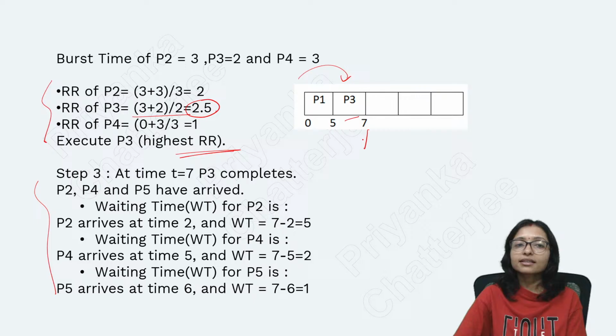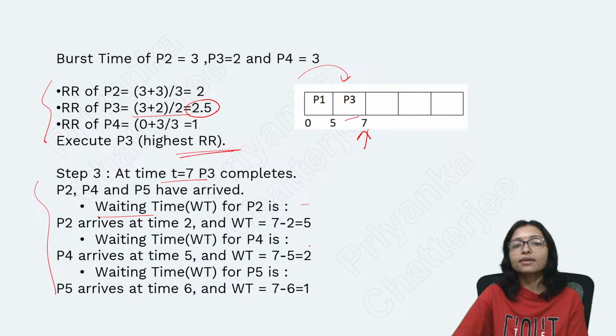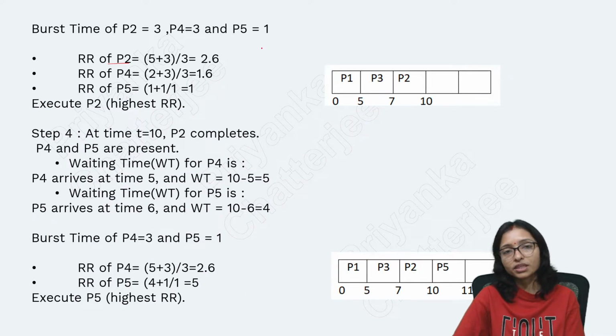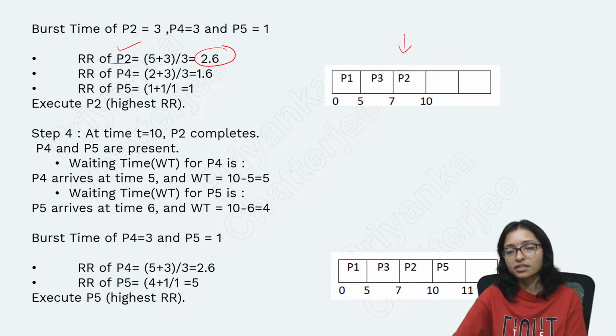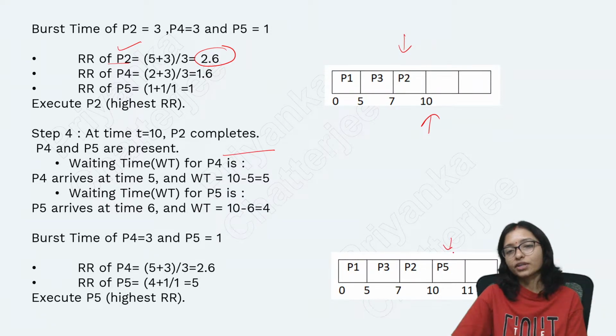Same way at the time of 7, when the time is 7, then again you have to check the waiting time for everyone. Then you need to calculate the response ratio with the formula. Then you will see that this is the highest response ratio, P2. So P2 will get the chance. Same way at time 10 you will calculate the response ratio, and after that P5 will get the chance.